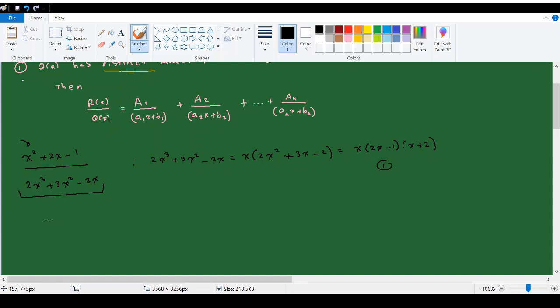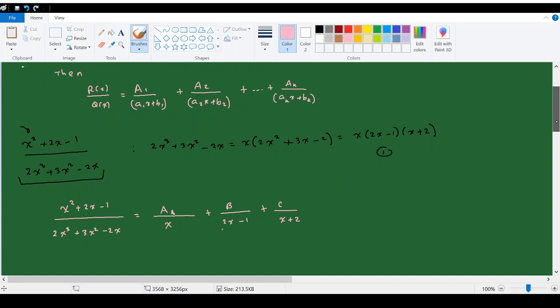So we can allocate partial fractions like a over x. This is just a, not a1. You can use whatever variable name you prefer, but make sure that you are not repeating that variable name anywhere else. So we can write it as a divided by x, and b over this one, and c over this one, because all these are non-repeated linear factors.